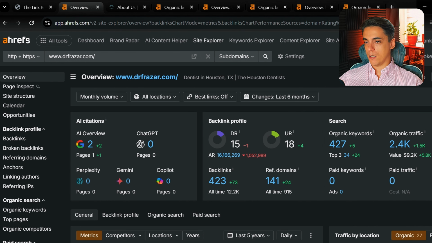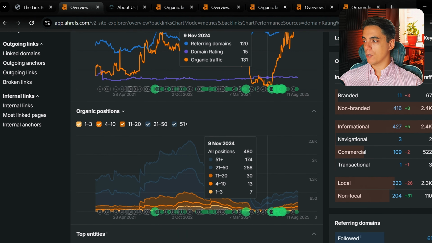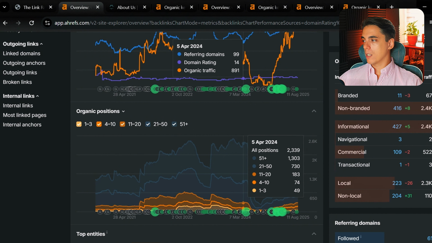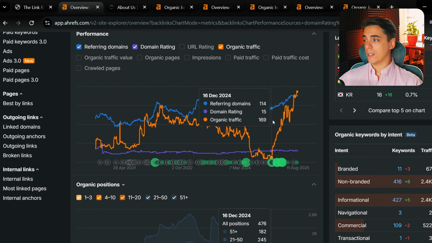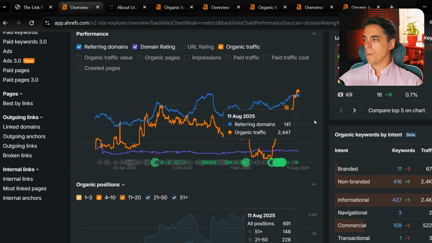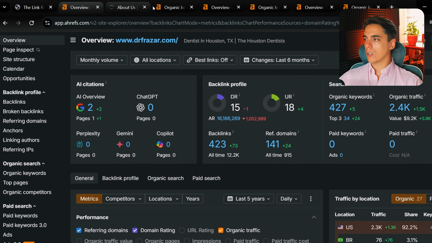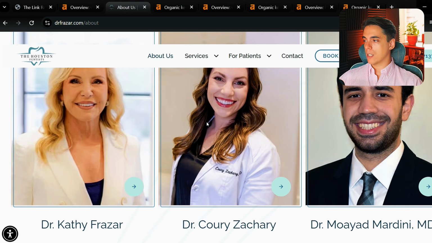Dr. Vrazar here has pretty good performance. Even though they had a massive drop here in the summer update last year, they've really been recovering here, and right now they have more traffic than ever before, at least according to Ahrefs, right? They're in a positive ranking state, so they're definitely doing something right. And when we look at the keywords that they're ranking for, and we look for branded keywords, I've put the last names of the 3 doctors that I see here on the About Us page. This check you can do for virtually any business.